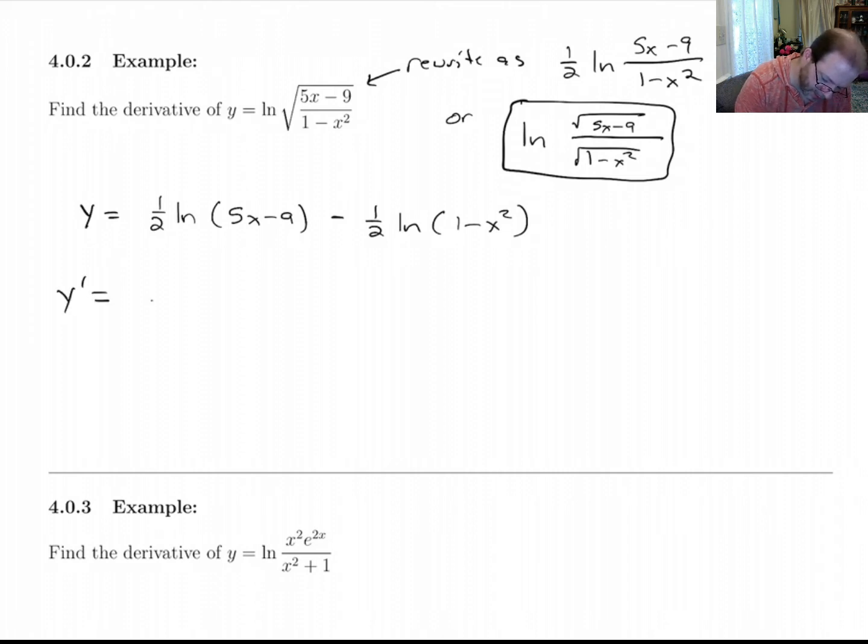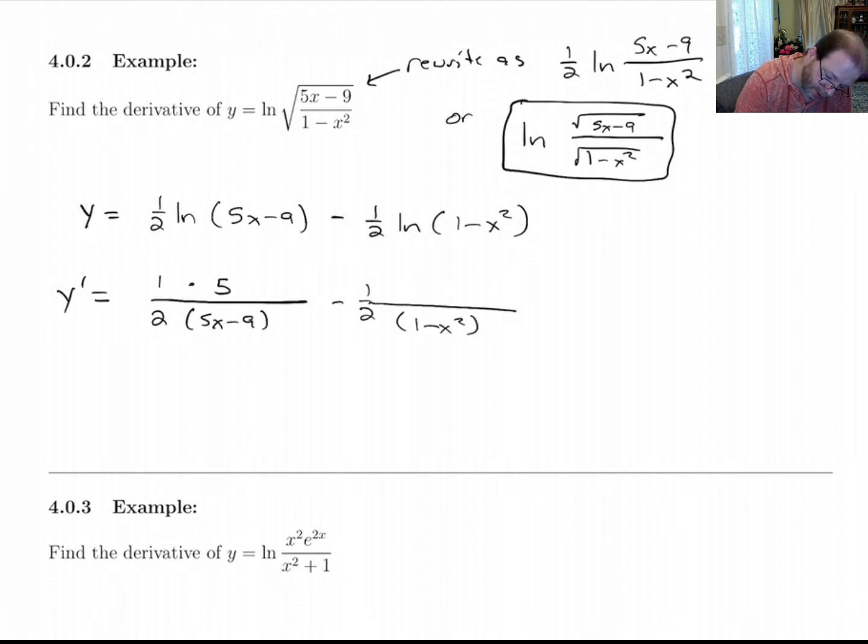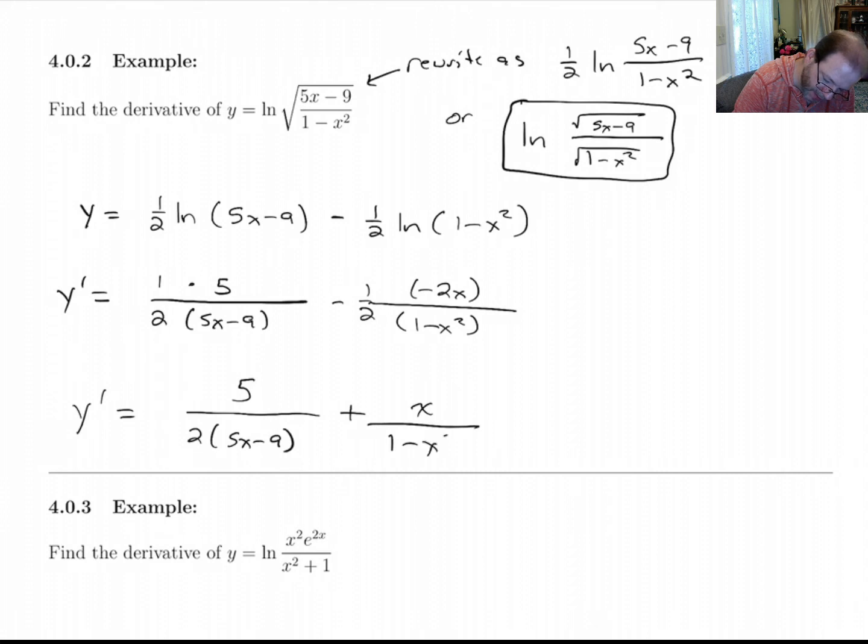Y prime then is going to be over here, the 1/2. I'm going to put the 1 on top, the 2 on bottom. Then this is going to be 5x minus 9 under 5. Let's see, this is 1 minus x squared under negative 2x. So y prime is going to be, this first one's going to be 5 over 2 times 5x minus 9. And the other one is going to be plus because we got these two negatives. And then the 2's will cancel away. So we're just left with x on top and 1 minus x squared on bottom.